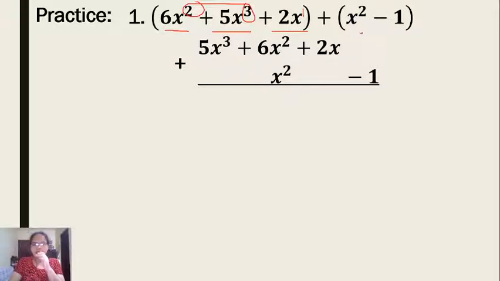And then after that, we put in the same column those terms that are similar. So there's no pair for 5x cubed, 6x squared, and x squared.